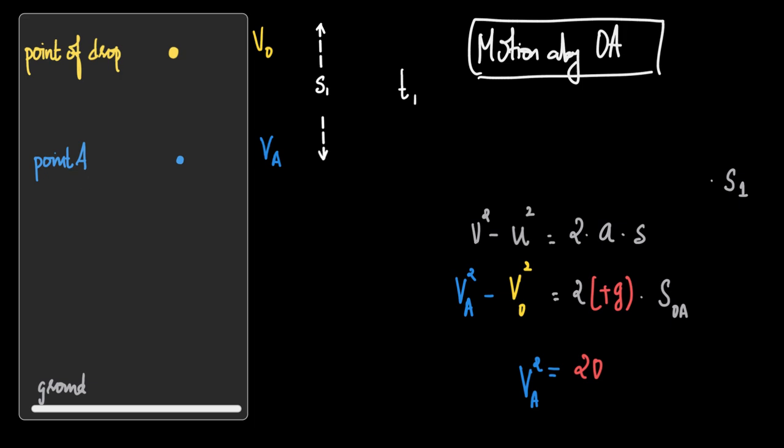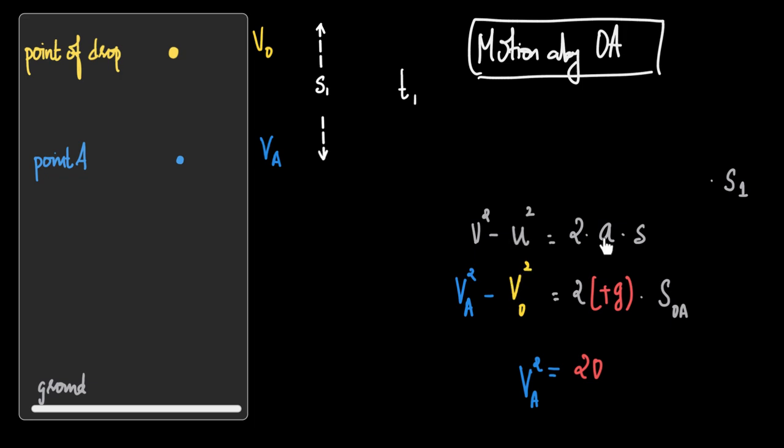The point A, so the corresponding velocity is VA. What is u? It is the initial velocity. What is the initial point? It is the point of dropping, which is O. So u square is VO square.